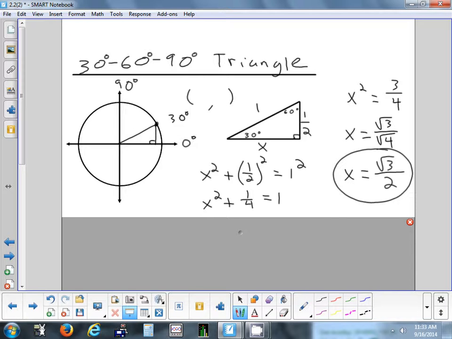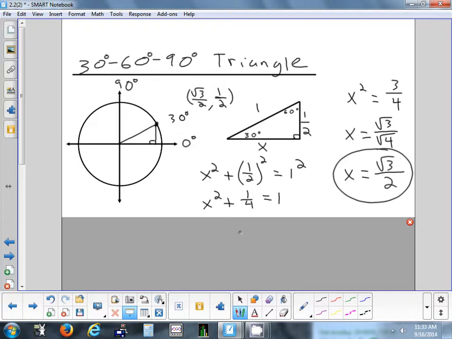Now we can write the coordinate for 30 degrees. What's the length of the base of the triangle? Sarah? Square root of 3 over 2. Yep, it's square root 3 over 2. And now the height of the triangle, that's my 1/2. There's your coordinate for 30 degrees.